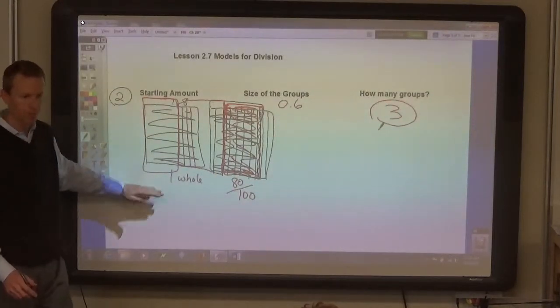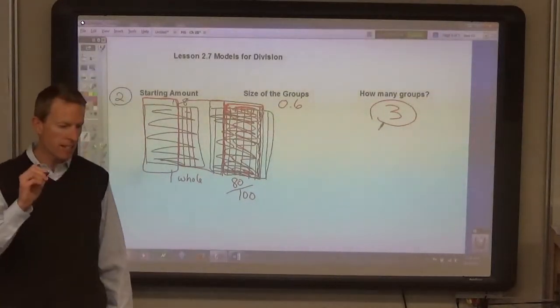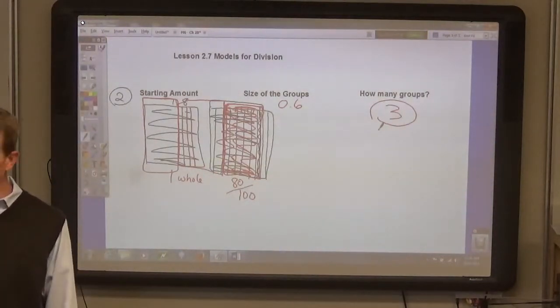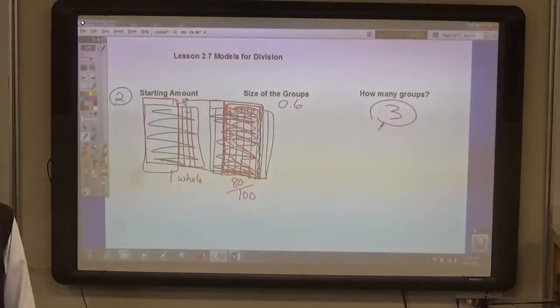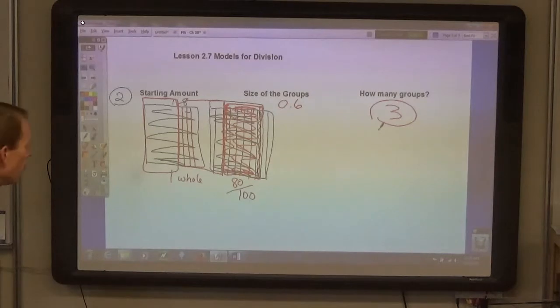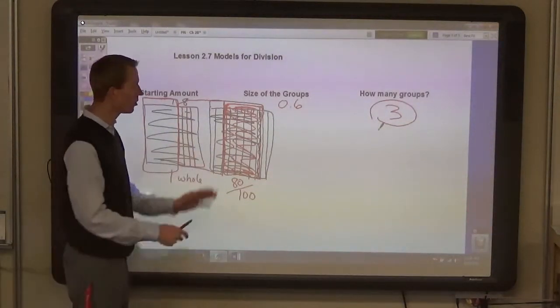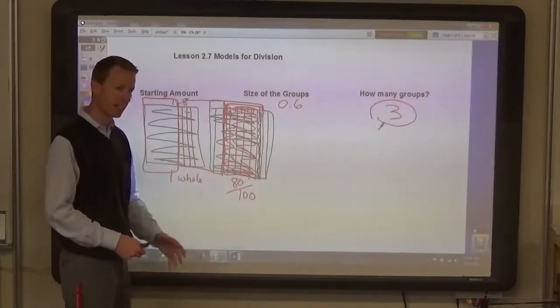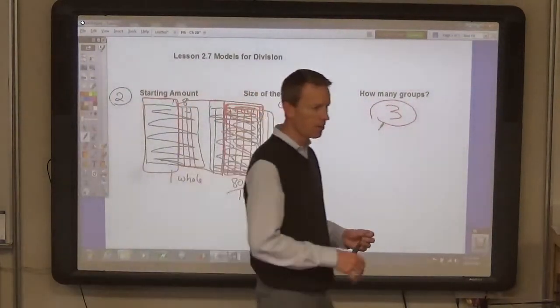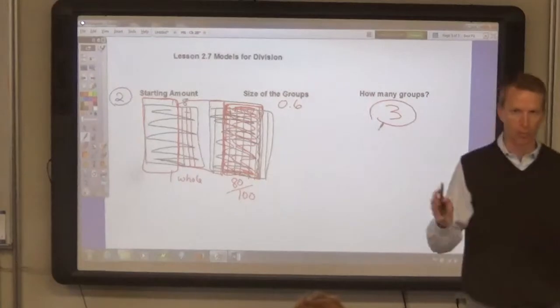Okay? Now, I think it's easiest on your model sheet to circle the amounts rather than shading them in. Oh, you could have drawn. By circling them, you are putting them into a group. So circle 6/10 or 60 hundredths if you're on the hundredths group.